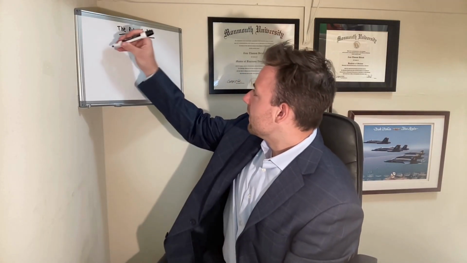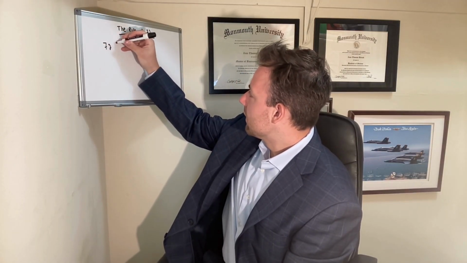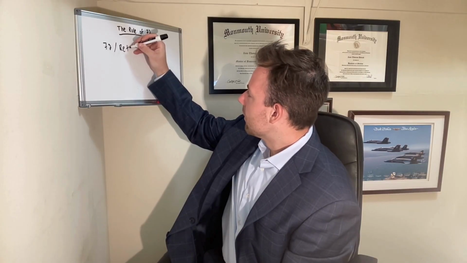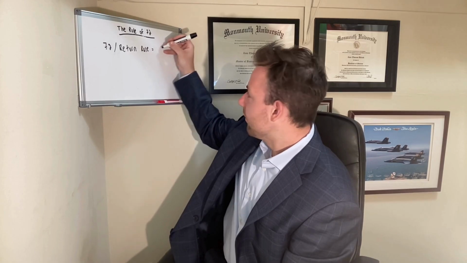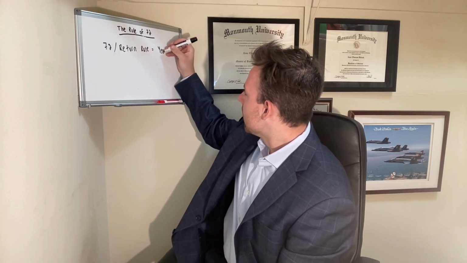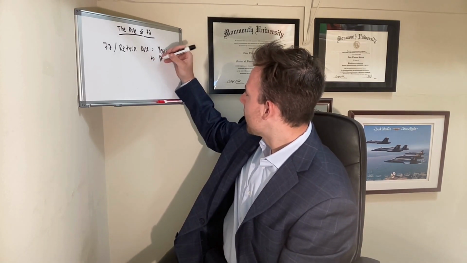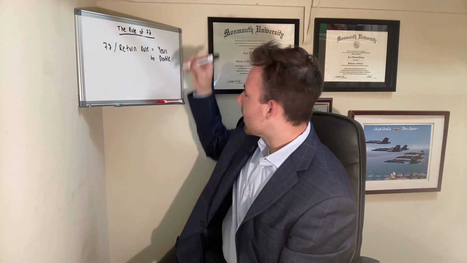It is 72 divided by the rate of return we're striving for or achieving equals years to double. Now, the rule of 72, as you can see, is pretty straightforward. You take 72 and divide it by your annual return rate, and this result tells you approximately how many years it takes for your money to double. So let me show you a good real life example.